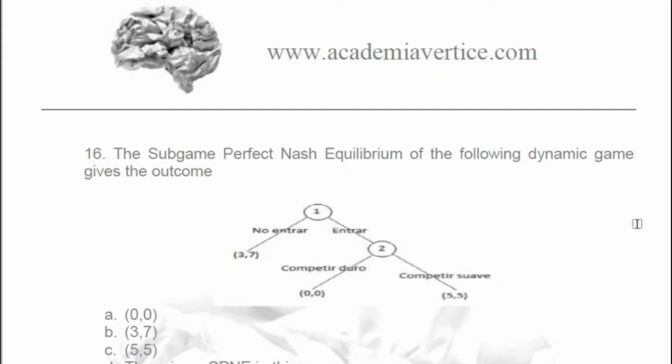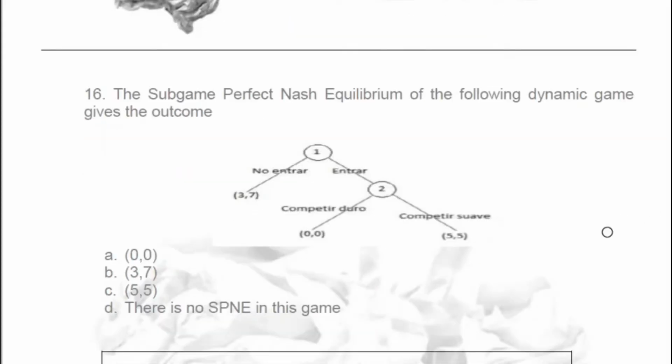The subgame perfect Nash equilibrium of the following dynamic game gives the outcome. Well, as we should know, we play backwards. So we go to this node, to this vertex, and we choose computing hard or computing soft. If we choose computing soft, we will win 5. If we choose computing hard, we will win 0. So we should choose this.